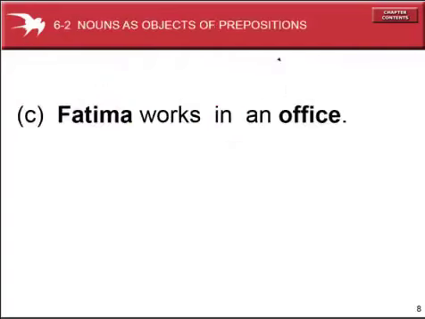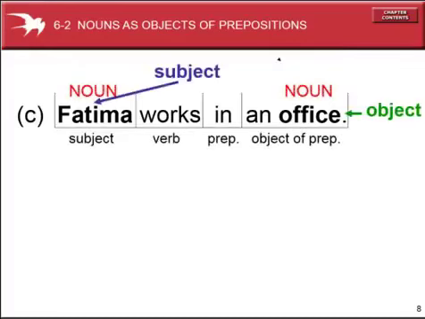Look at another sentence. Noun as object of the preposition. Fatima works in an office. Here Fatima is a noun used as a subject of the verb, and works is a verb. In is a preposition, and office is the object of the preposition. When you see any noun after the preposition, that will be the object of the preposition.